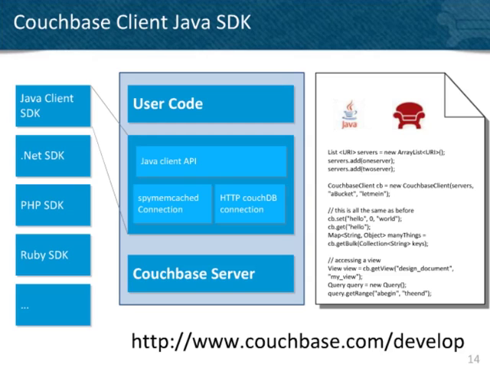So essentially, what the client libraries do is they have an API, and they essentially take care of the connections, either implementing the Memcached protocol, or the CouchDB features that we're going to talk about pretty soon.